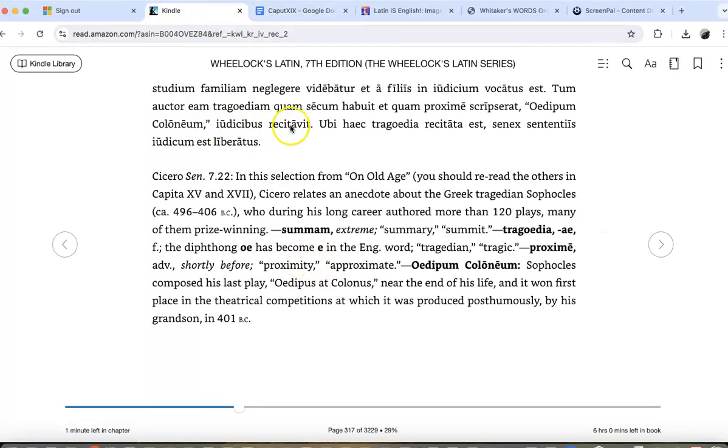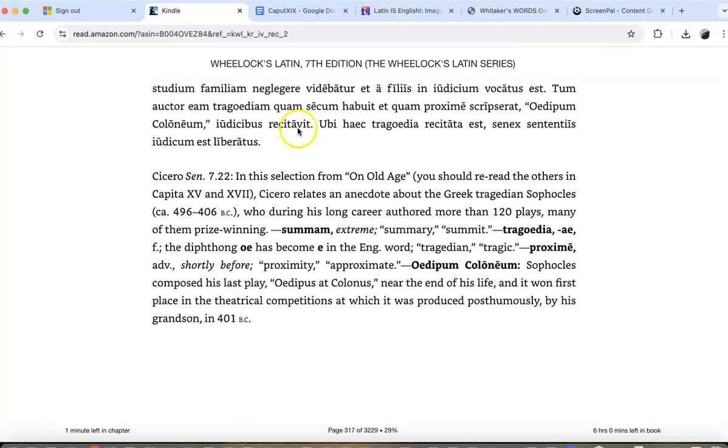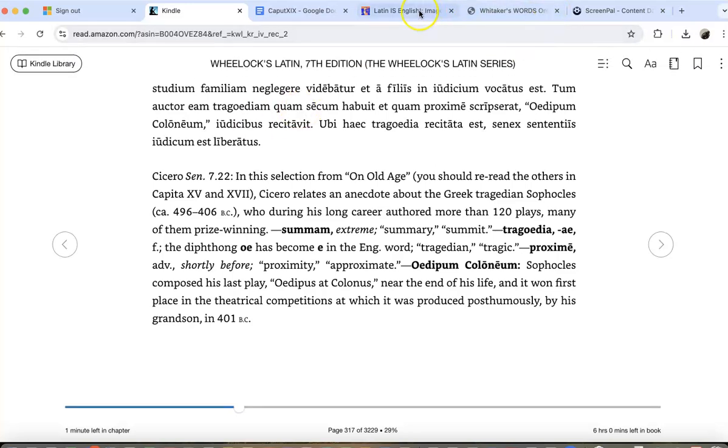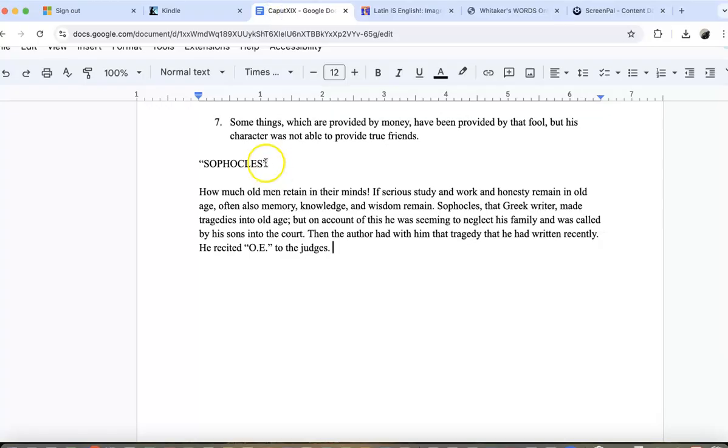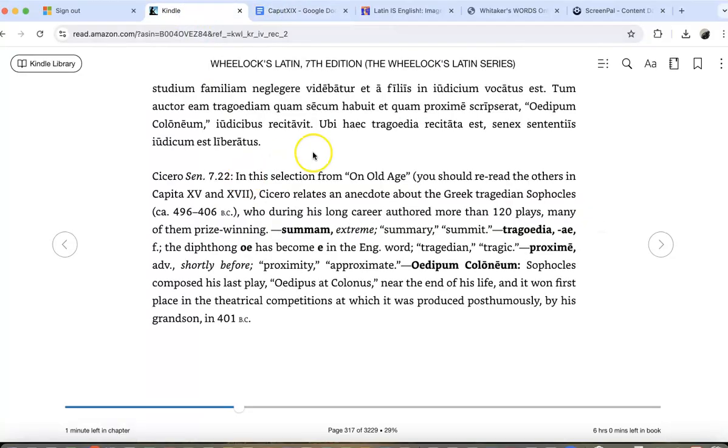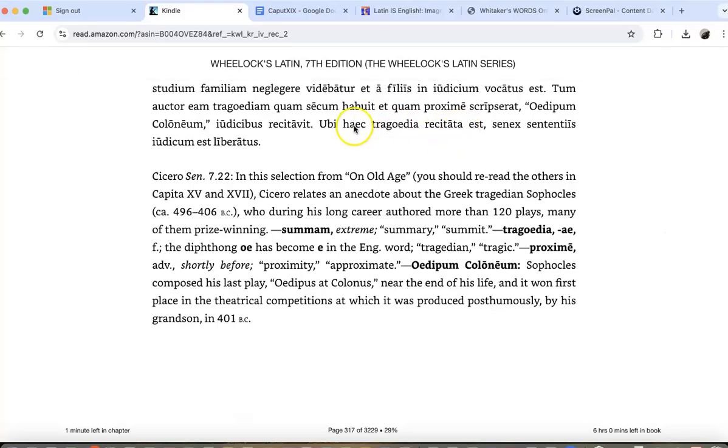And then, let's talk about this. So he recited, we need to be able to recognize this as past tense because there's the -vit, so recited. And then judges is third declension because it's iudex. So third declension dative plural is -ibus. So there it is, to the judges is iudicibus.